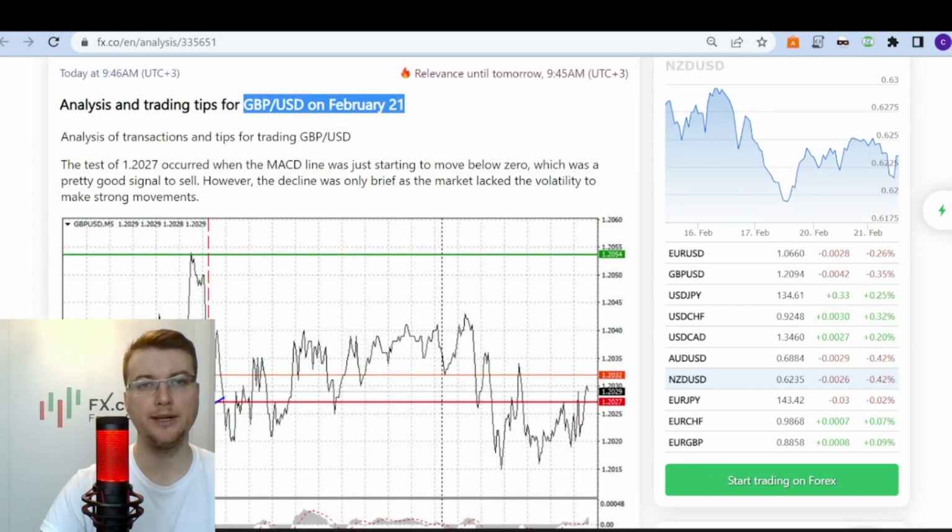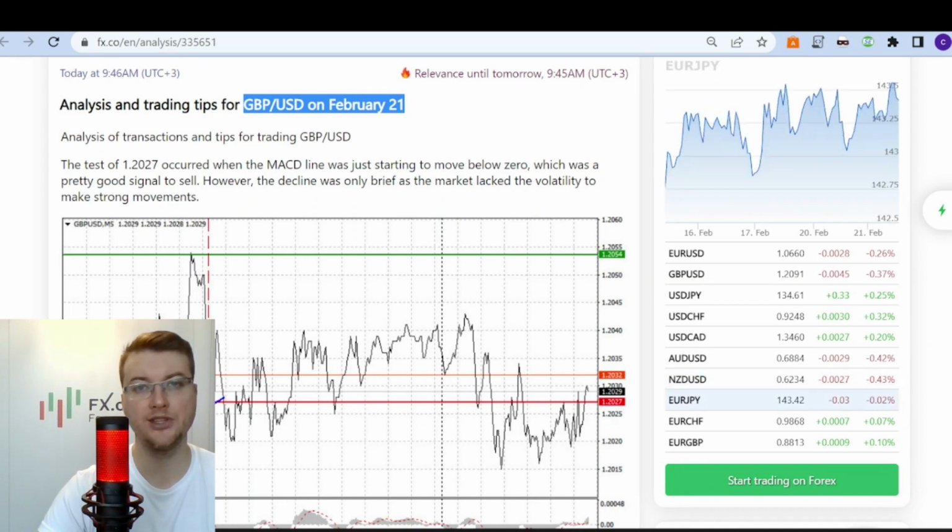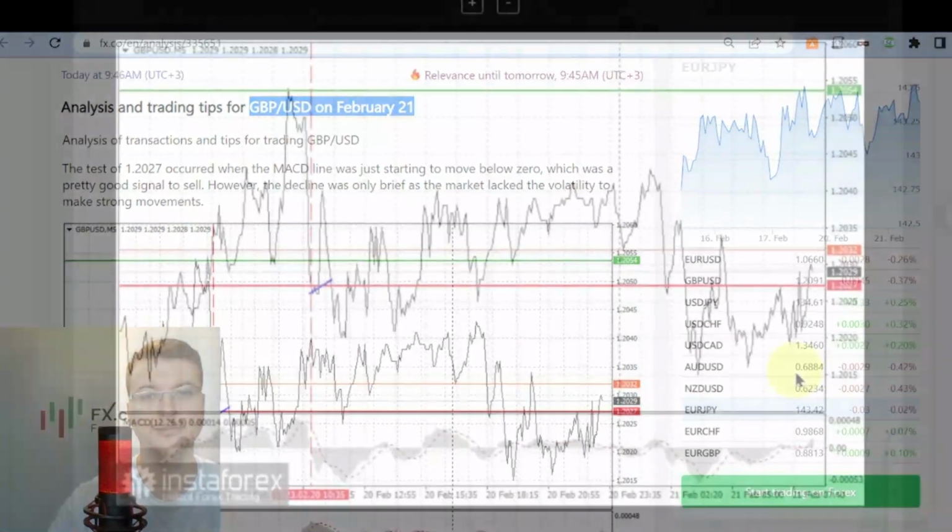Today is February 21 and we're starting from GBP USD as usual with Jakub Novak. But first, let's have a look on 5-minute chart for analyzing yesterday's transactions.